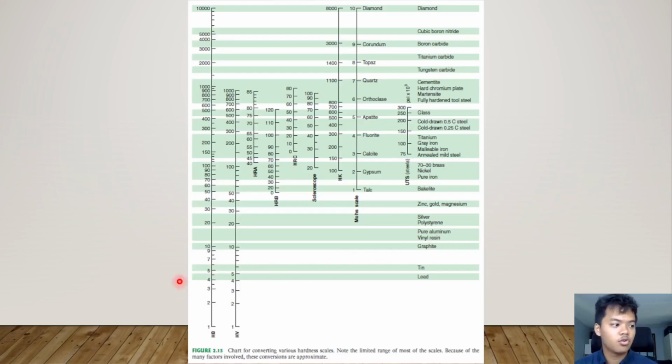So since we have so many indentation hardness tests with their own numbers and values, here is a scale that we can use to convert from one another. We got HB, HV, HRA, HRB, HRC, and so on.